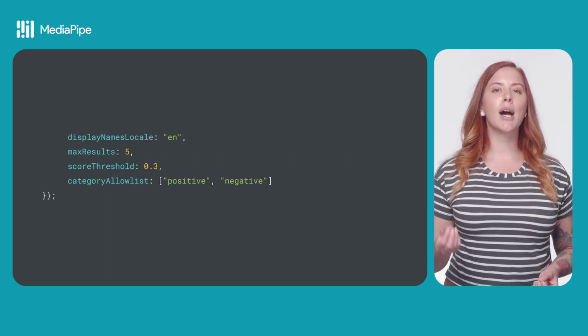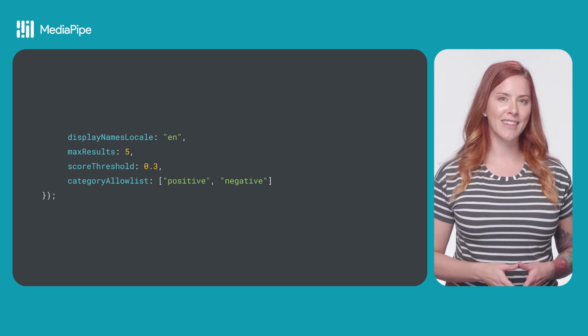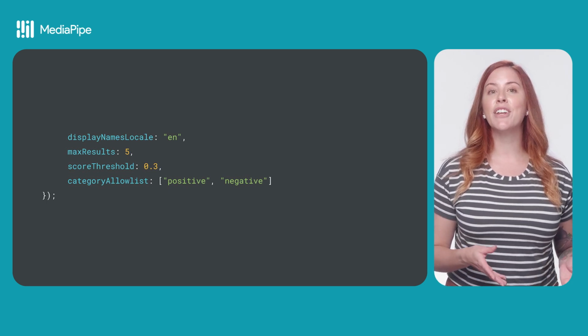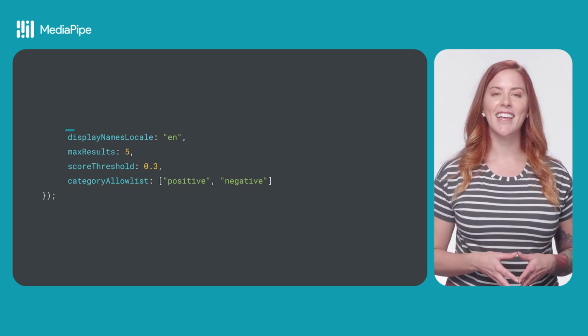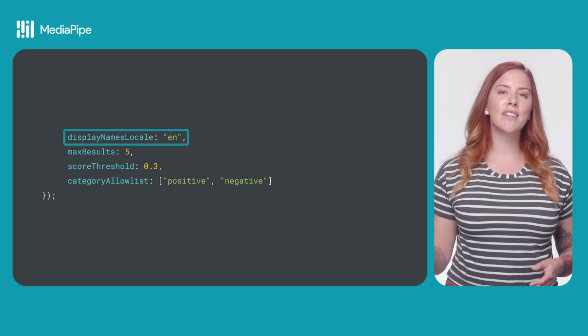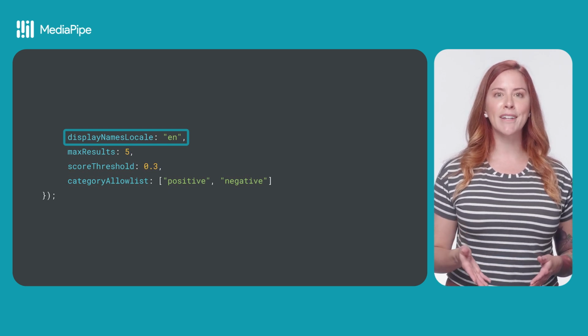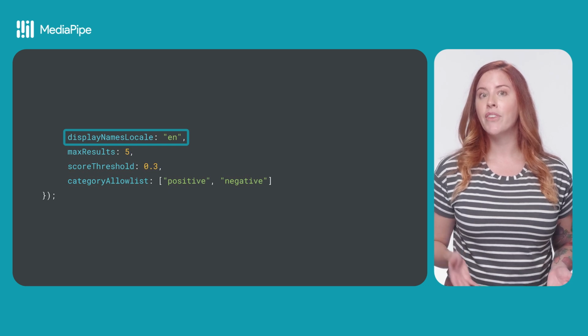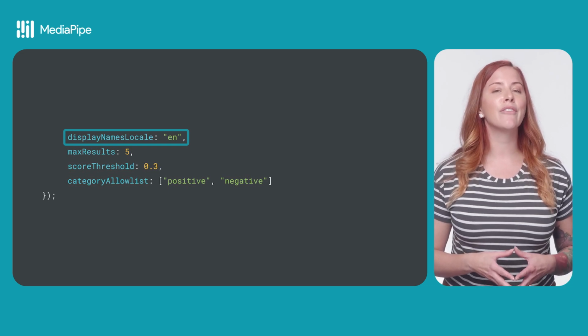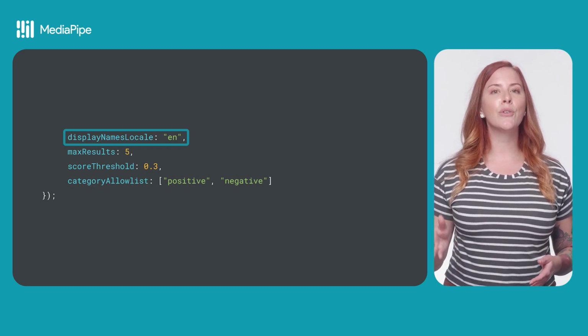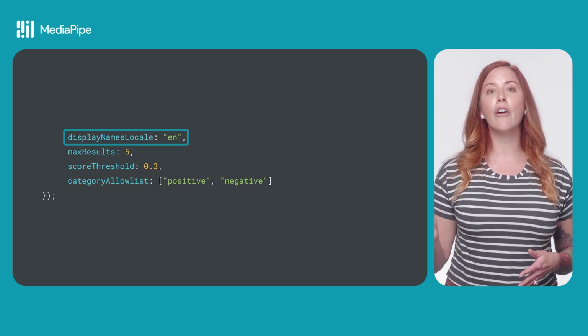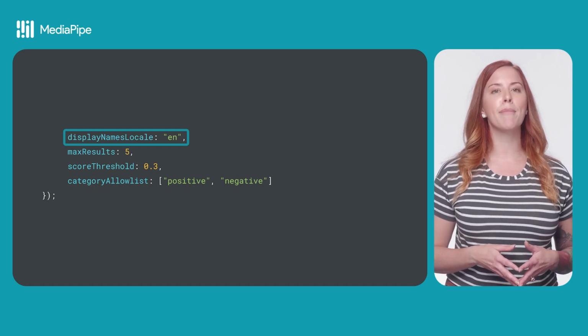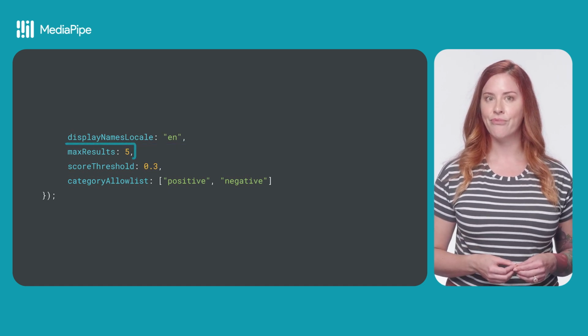You can also provide optional parameters with your initialization. I've included them here so you can see their formatting. Display names locale sets the language of labels to use for display names provided in the metadata of the task's model, if available. The default value is EN for English. You can add localized labels to the metadata of a custom model using the MediaPipe Metadata Writer API.